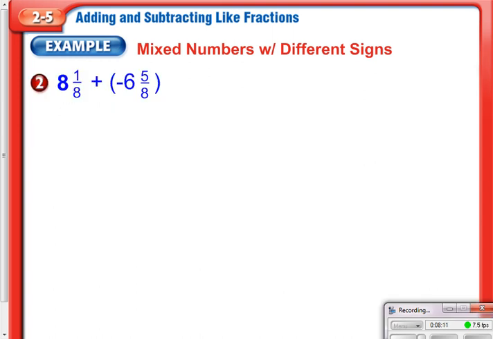Last example here, I want you to go ahead, numbers with different signs here, very comparable to the one we just did before. Go ahead, work through it here, so pause the video, check back in, and we'll see how we did.